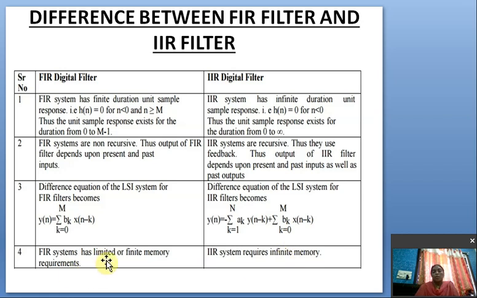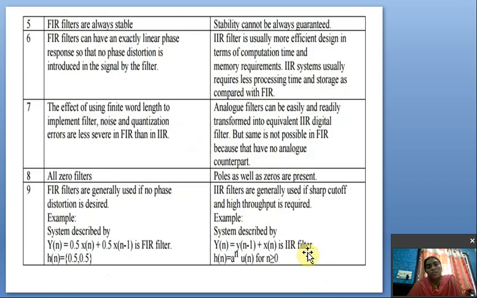An FIR system has limited or finite memory requirements, but an IIR system requires infinite memory. Right. So it should remember past inputs, past outputs also. Okay. Now FIR filters are always stable, but this cannot be guaranteed for IIR. FIR filters can have an exactly linear phase response, so that no phase distortion is introduced in the signal by the filter. But an IIR filter is usually a more efficient design in terms of computation time and memory requirements.